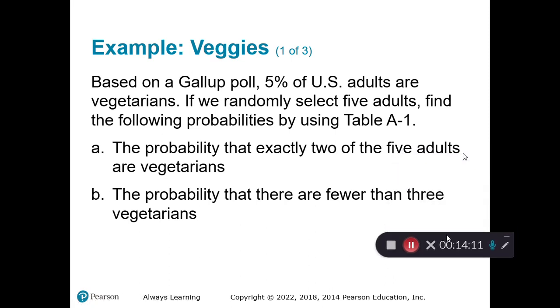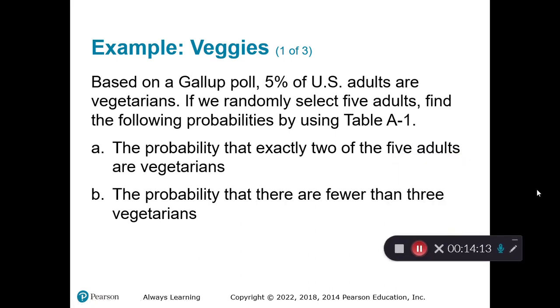Now, let's look at another example. Based on a Gallup poll, 5% of U.S. adults are vegetarian. If we randomly select 5 adults, find the probability that, letter A, exactly 2 of the 5 adults are vegetarian, and then as a separate question, find the probability that there are fewer than 3 vegetarians.